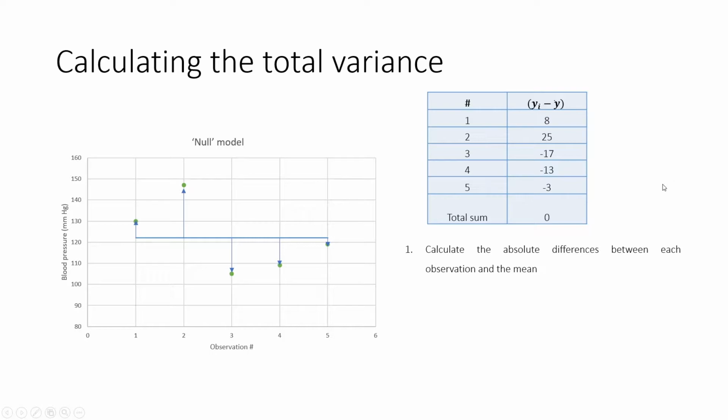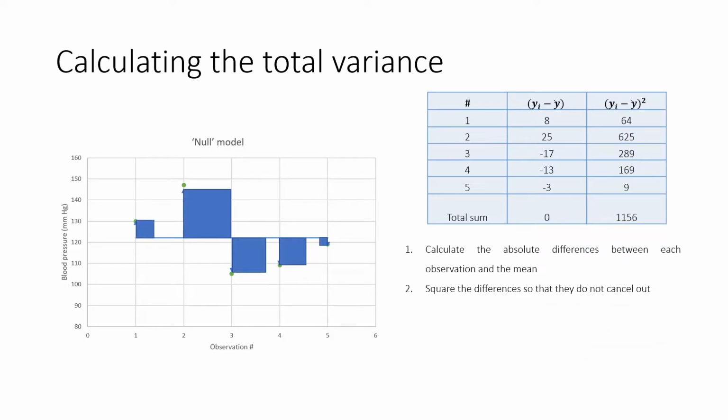Now, we want to know something about the total spread, but when we add up all these differences, unfortunately, they will cancel each other out because we have minus, but we also have positive values. And if we add those all up, our total sum would be 0. And of course, that's not correct because there is not 0 variability. There is variability, but because we have negative and positive deviances, we have to do something with that. And so what we can do is we can square those differences so that they become positive.